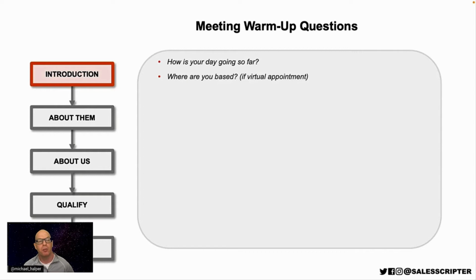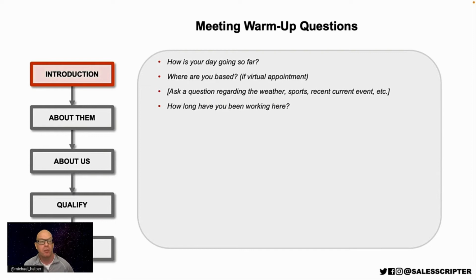If it's a virtual appointment, a good question to start out a meeting with is, where are you based? And I think this is a really nice question to warm someone up, to show that you're interested in them. And based on what they say here, you could follow up with the next casual conversational question, which could be about weather or sports or a recent current event. That question may be tailored to their answer in the previous question. How long have you been working here? What did you do before? Where are you from? What do you like most about what you do?